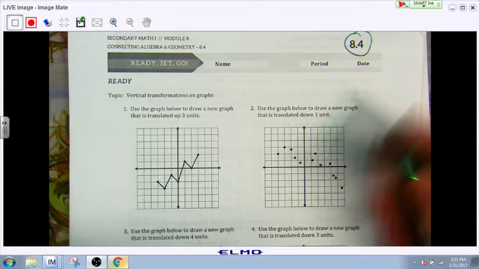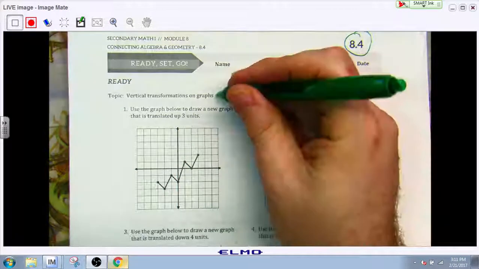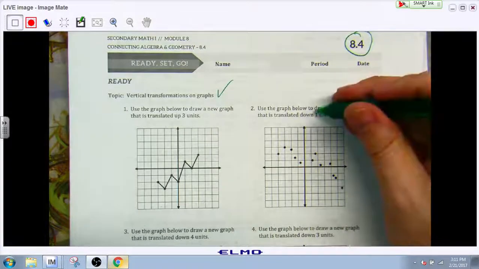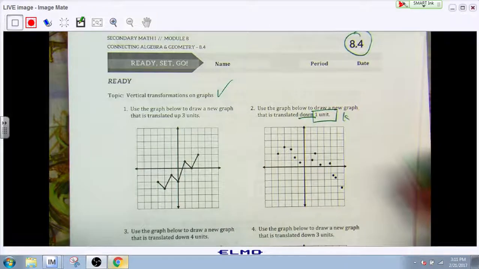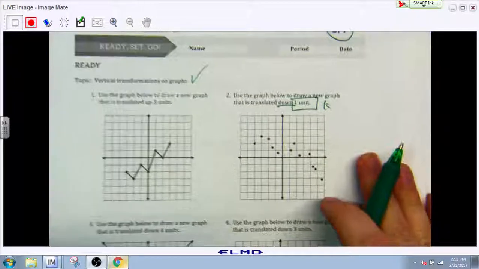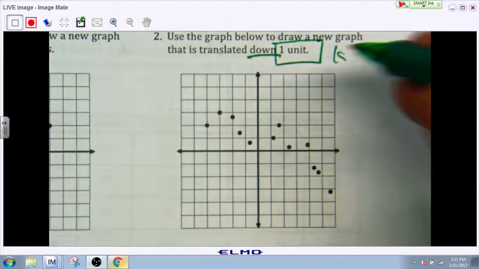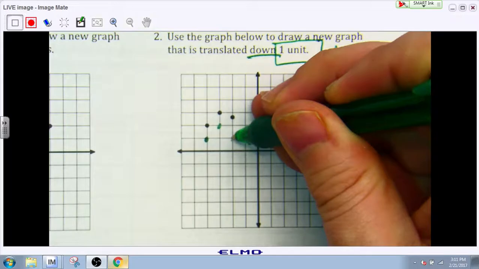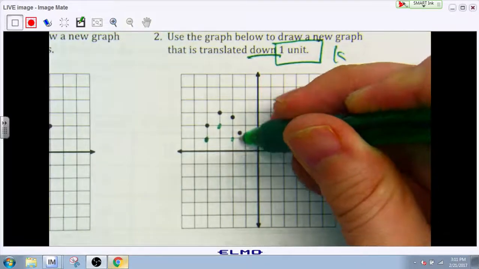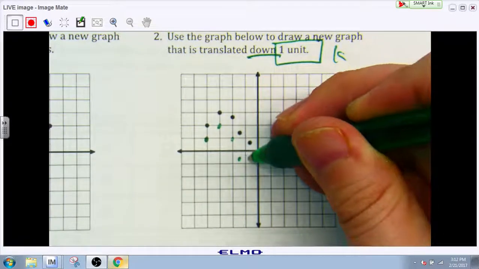You'll see here in our first section we have vertical transformations of a graph. And so what we're doing is we're going to be looking at our k value for each of these. For this one it says we're going to translate it down 1 unit. All that means is we're going to look at our graph and then move each point down 1 unit. So that one's a little tougher. That one's a little tougher too.